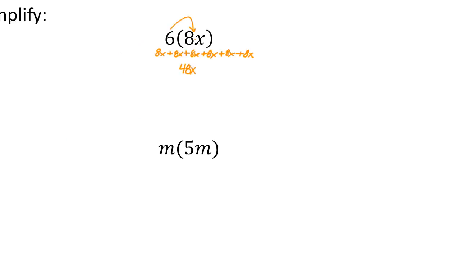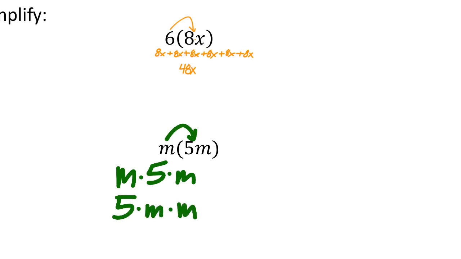Well, what if I'm distributing a letter? The same concept applies. It's like m groups of 5m. I don't know how to show that because I don't know what m represents. But let's rewrite that. M times 5m, right? In fact, I'll make it 5 times m. If I use the commutative property of multiplication, I could rearrange this as 5 times m times m. Now I've got repeated multiplication with the m's. So I could just say it's 5m to the power of 2, and that now would be considered simplified.